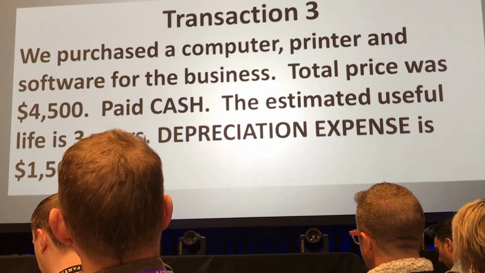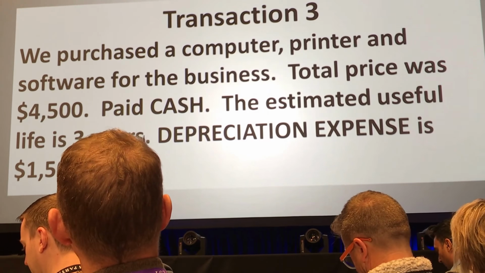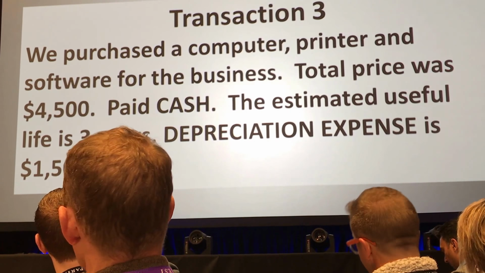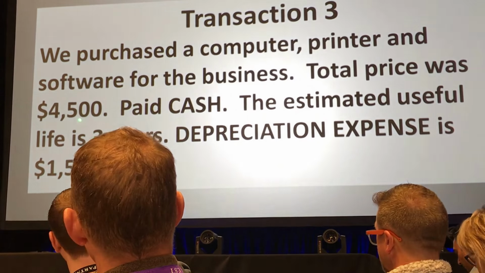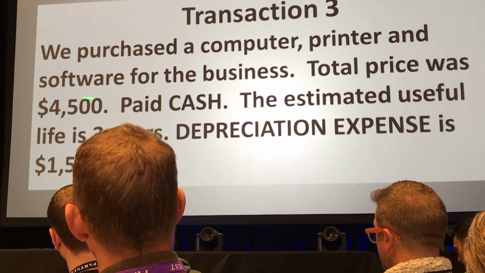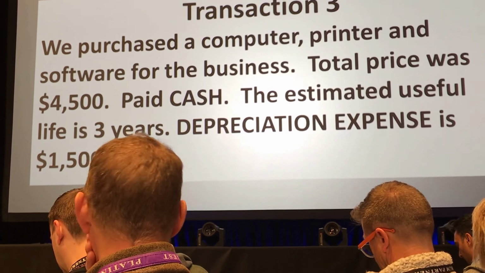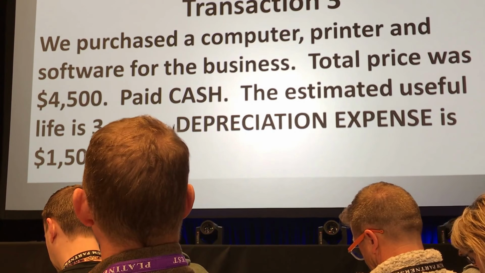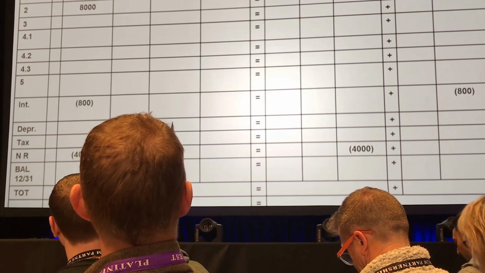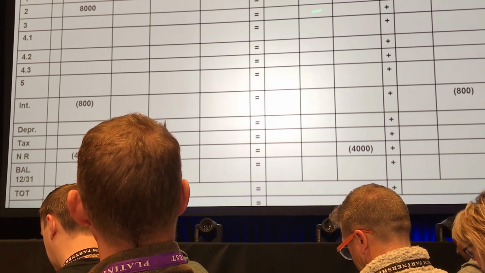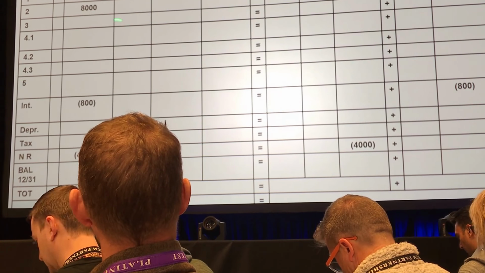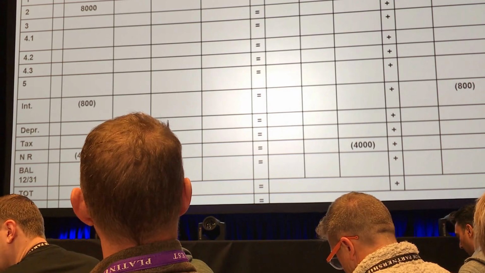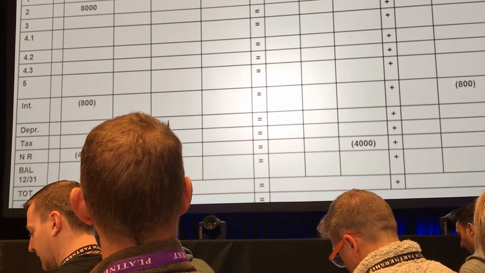So here we go. This is a two-part transaction. I'm going to record the first part on a separate line. So we're going to take $4,500 of our cash, and we're going to buy $4,500 worth of property, plant, and equipment. So turn to the Rosetta Stone. And on line number 3 on the Rosetta Stone, we're going to take $4,500 of our cash and buy $4,500 worth of property, plant, and equipment.